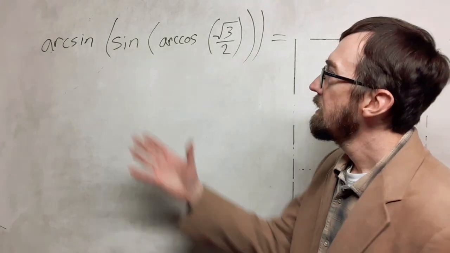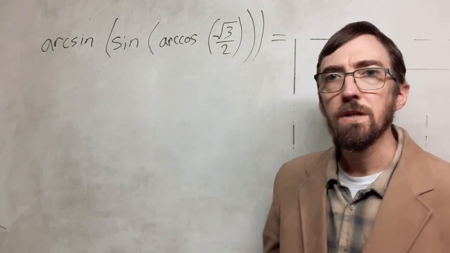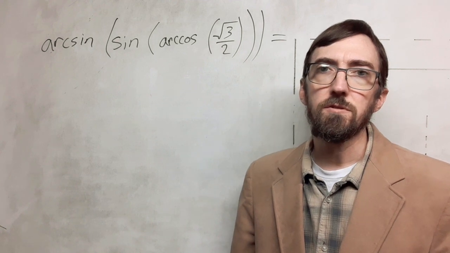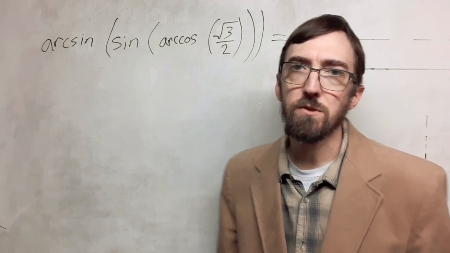Greetings, math friends. I would like to look at this composition of trigonometric functions, and I would like to solve it geometrically and also use an idea of a u substitution.